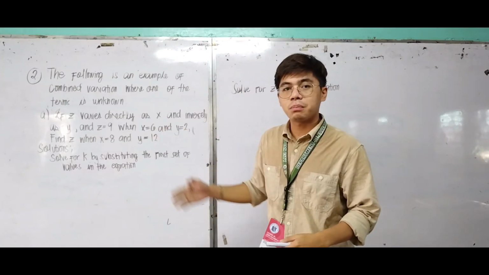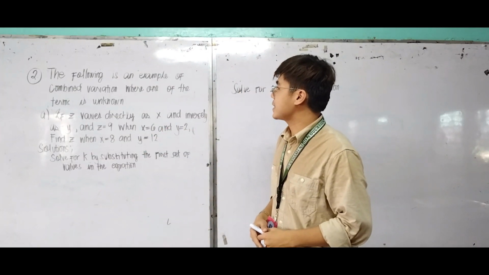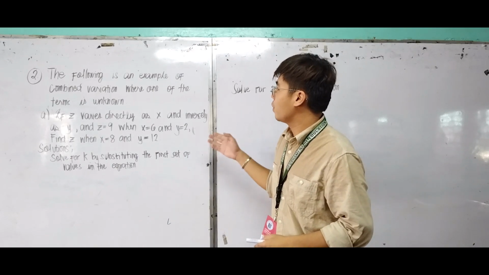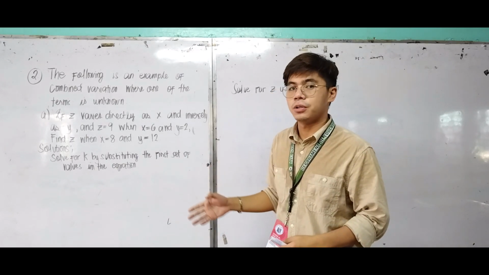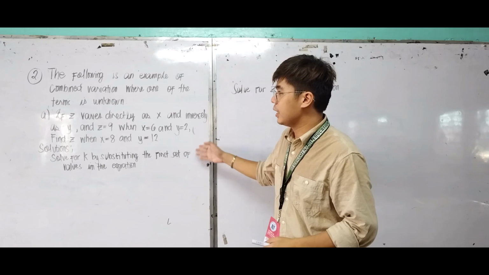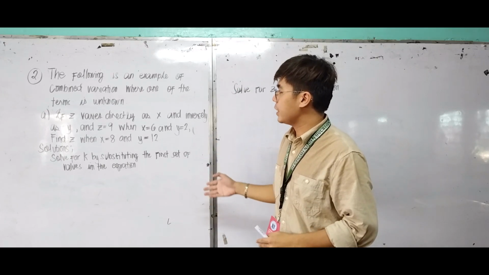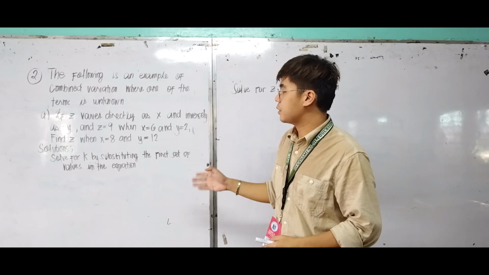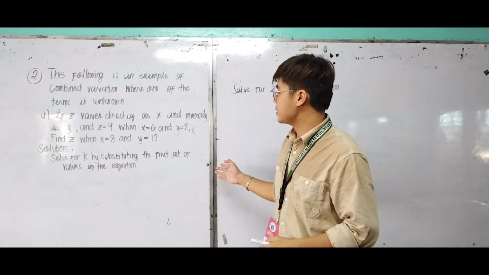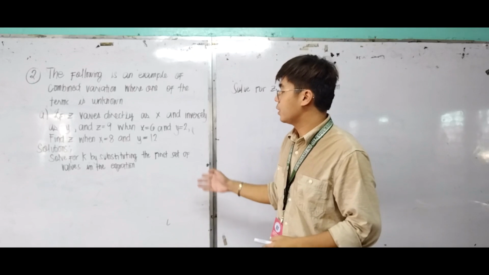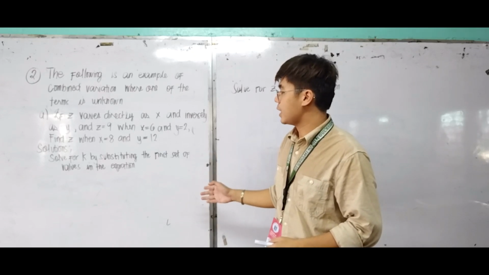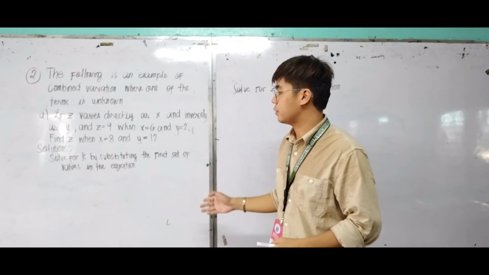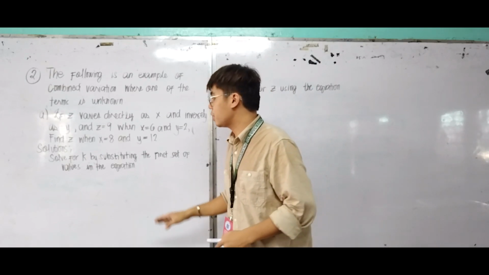We have example number 2. The following is an example of combined variation where one of the terms is unknown. We have question letter A. If z varies directly as x and inversely as y, and z equals 9, x equals 6, and y equals 2, find z when x equals 8 and y equals 12. So we have here the solution.